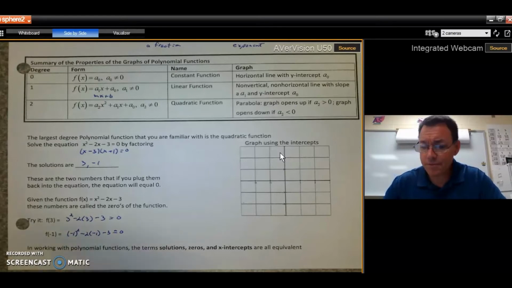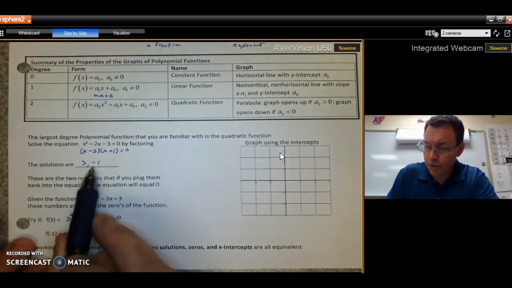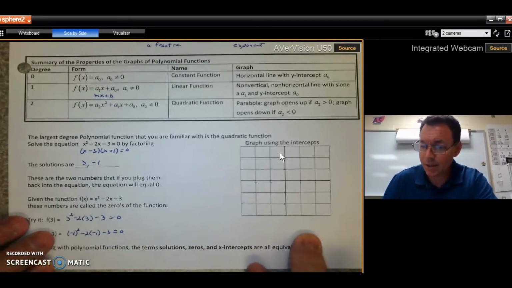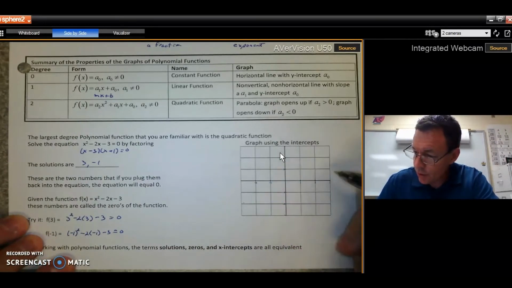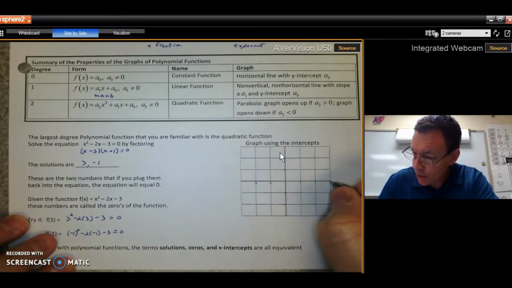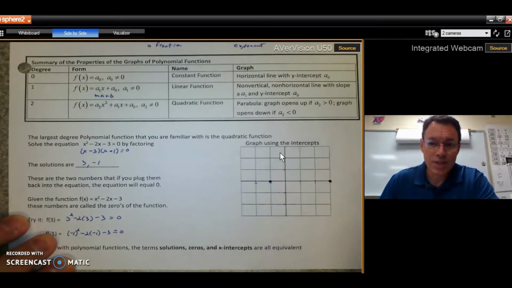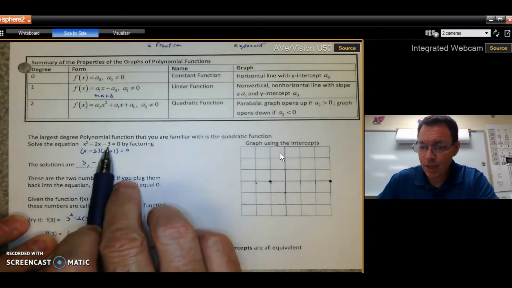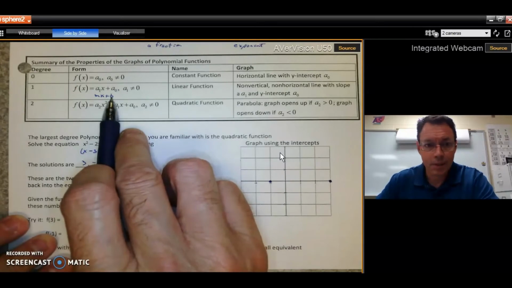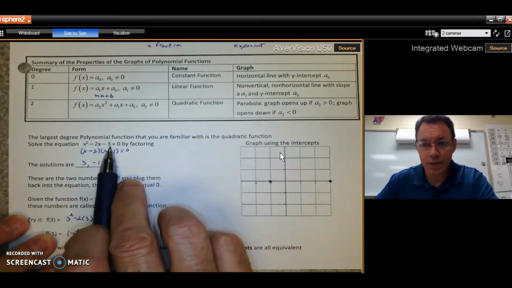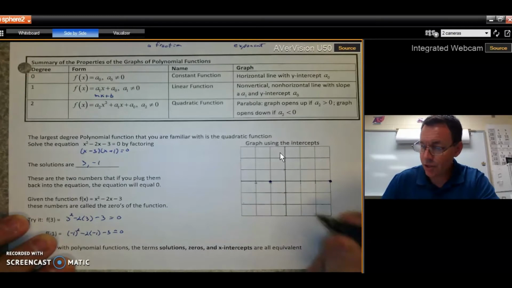If you're looking at a graph, these two numbers, or these solutions right here, are also your x-intercepts. So if I was going to graph this parabola, I know it goes through 3, it goes through -1. There's actually something else I know about it. I know the y-intercept. This number on the end, the constant, that's always your y-intercept. Just like it is with a linear equation, same with every equation. That number on the end is your y-intercept.